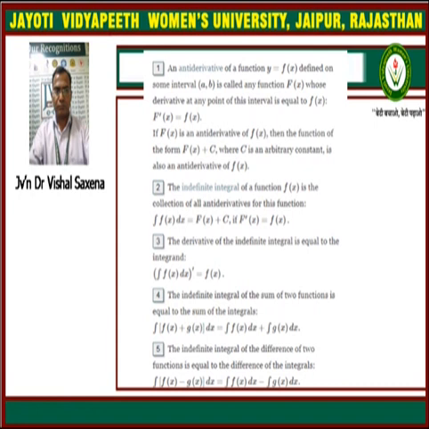So it means, as written here, if F(x) is an antiderivative of f(x), then the function of the form F(x) plus c, where c is an arbitrary constant, is also an antiderivative of f(x). In that way F(x) is the antiderivative of f(x). It is explained clearly.